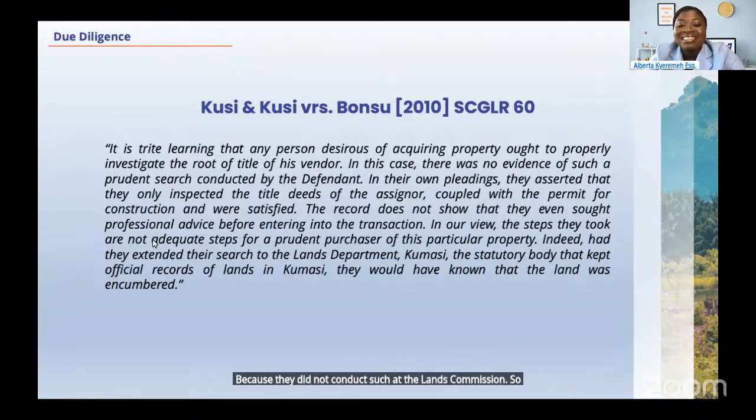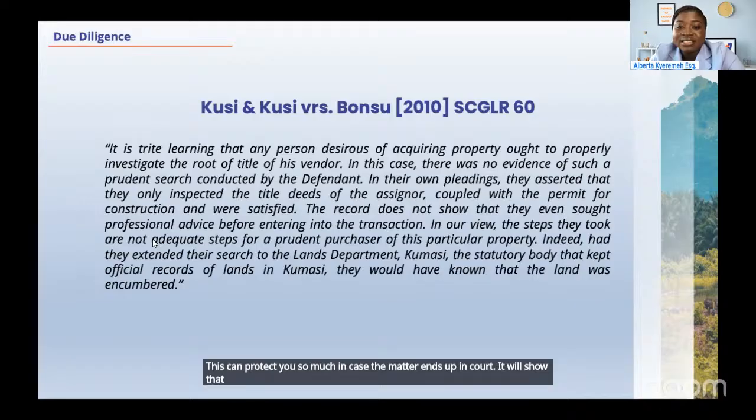So at the minimum, at least, just conduct your search at the Lands Commission and have records of the search. This can protect you so much in case the matter ends up in court. It will show that you were a diligent buyer.